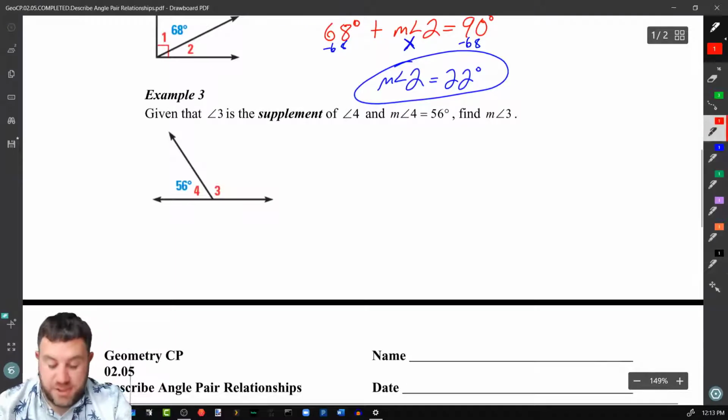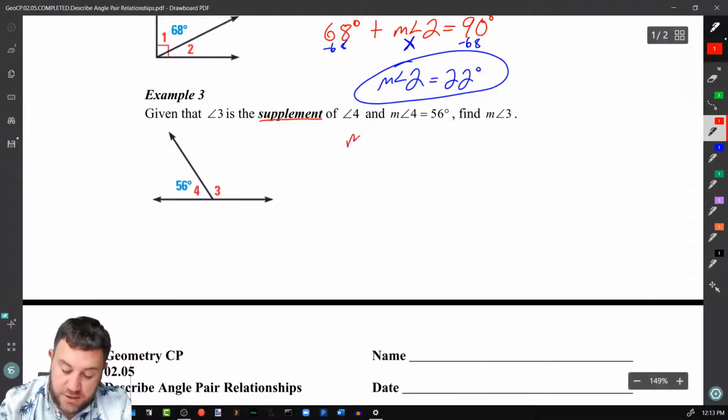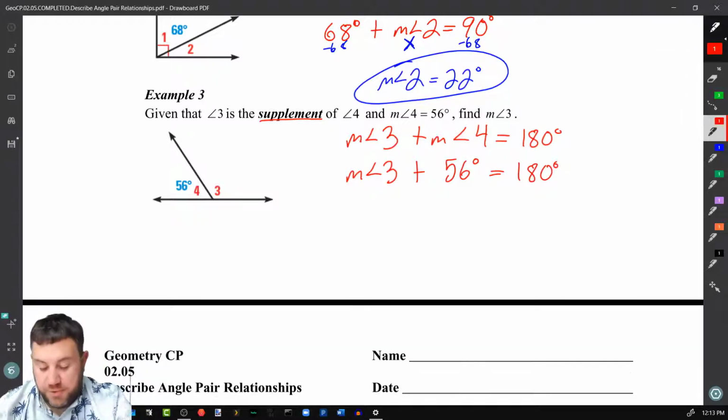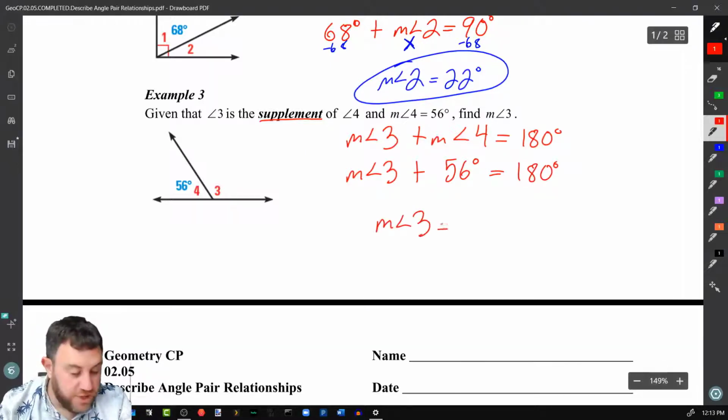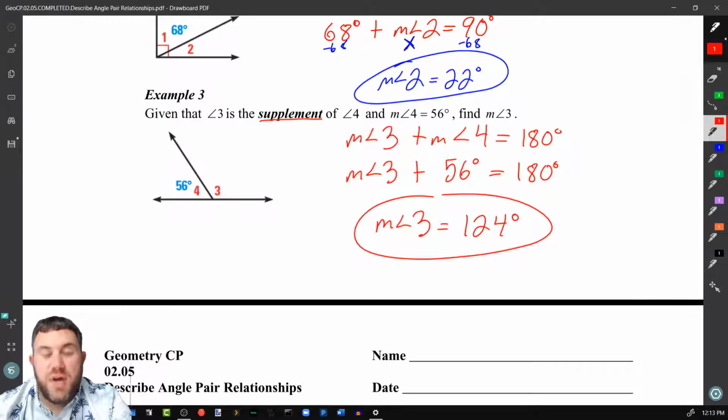Example 3, very similar, but now we're dealing with supplements. Angles 3 and 4 are supplements, and the measure of angle 4 is 56 degrees. So we know that the measure of angle 3 plus the measure of angle 4 equals 180 degrees. We know that angle 4 is 56 degrees, so we can put that in. And then, like we did before, we will subtract. So the measure of angle 3 will be 124 degrees.